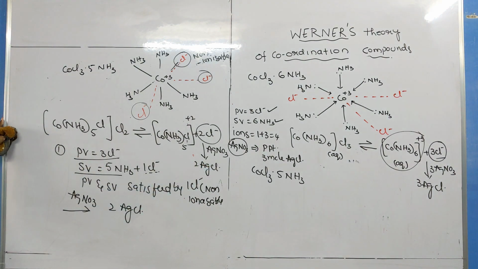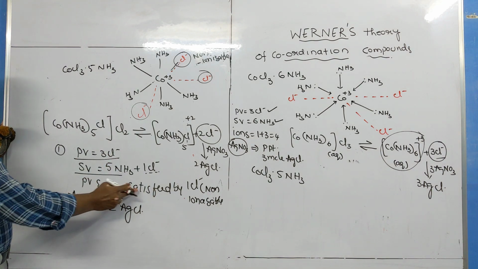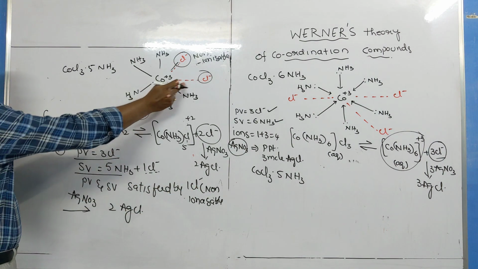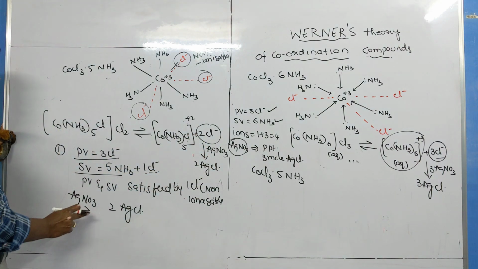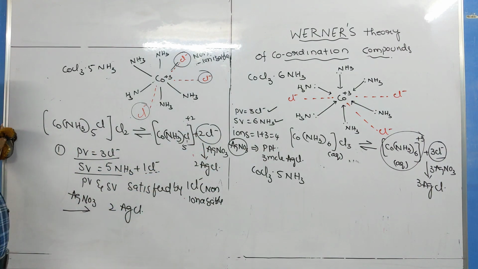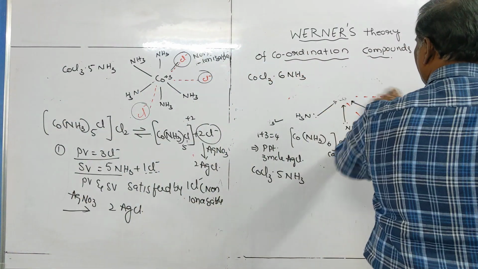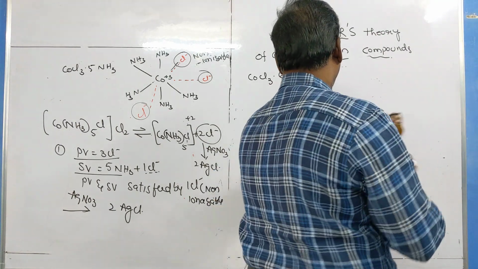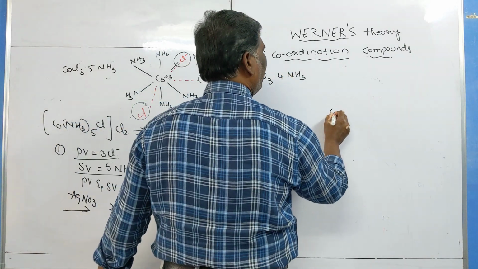2 moles of AgCl. Now, anyhow, primary valency 3, secondary valency 6. Both primary and secondary are satisfied by 1 chloride, non-ionizable. Only 2 chlorides are available for reaction with AgNO3. That's why 2 moles of AgCl is formed. Now this time I am going to discuss another compound, CoCl3·4NH3.